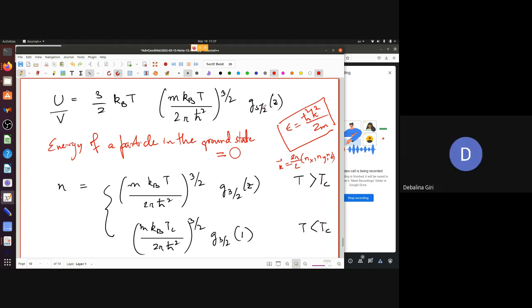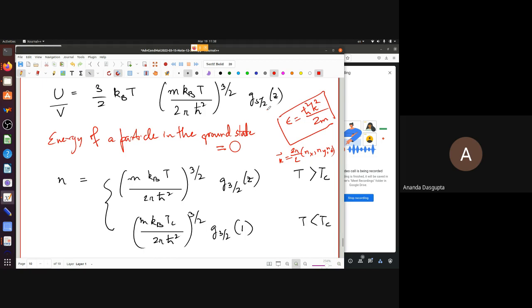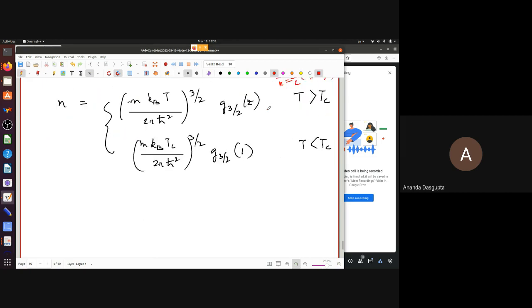Can you repeat the question, sir? When T is less than Tc, even then this formula will be valid, except that Z will have to take a particular value. How much should Z be? 1, exactly. Once T falls below Tc, Z reaches its maximum value, 1, and stays there.